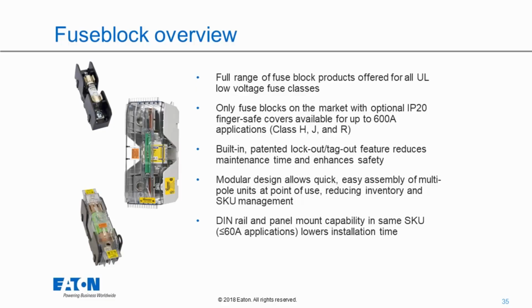So we talk about class J fuses as well. We can go all the way up to 600 amps now, which is highly unusual, and have a finger touch safe system. We have built-in patented lockout tagout features on these as well when you put the cover on. We have a modular design, so if I want to make a 1, 2, or 3 pole unit, I can just snap them together and they dovetail together to make a multi-pole unit. So it's a very good system of fuse blocks that we have out there for you.